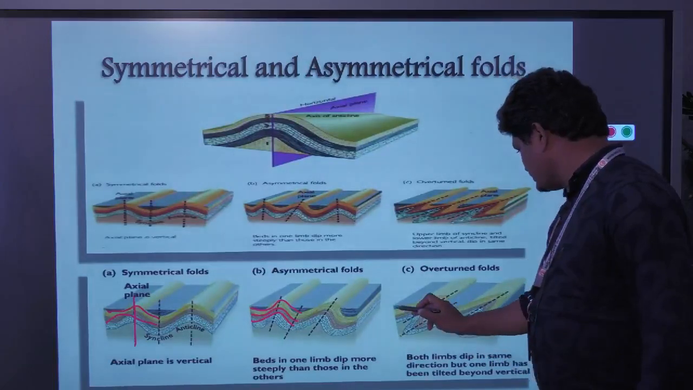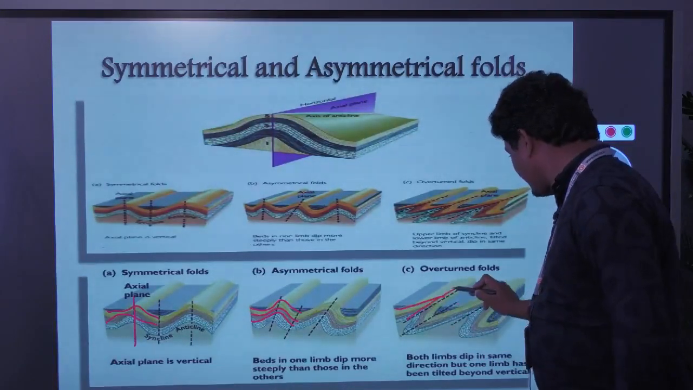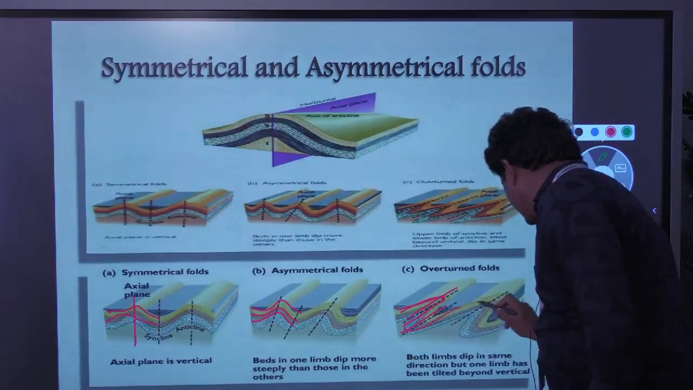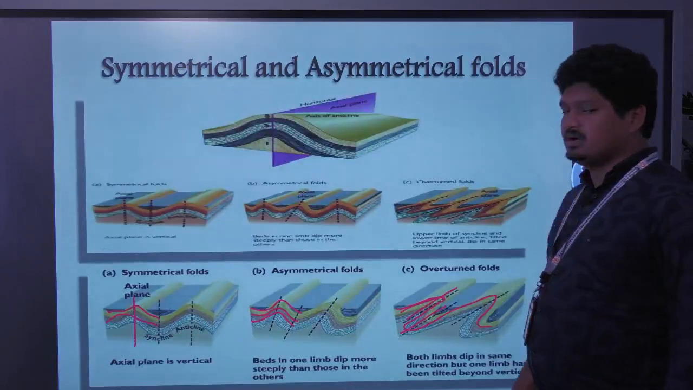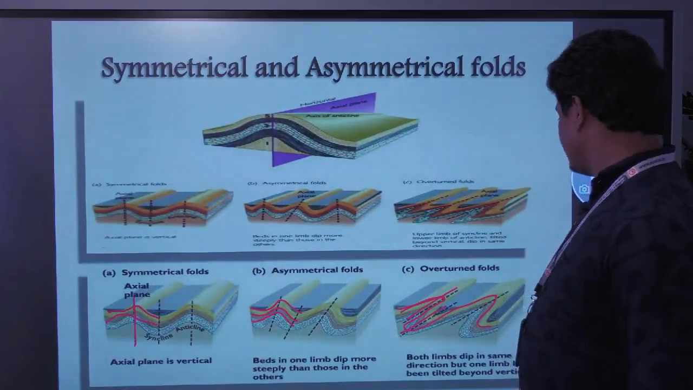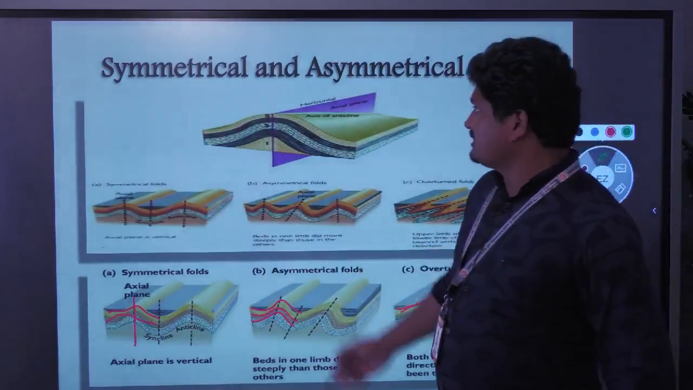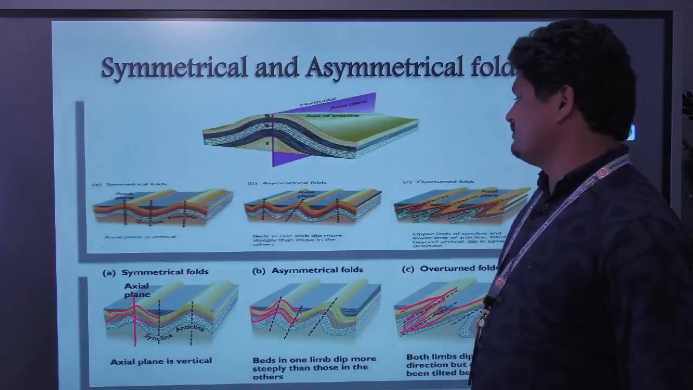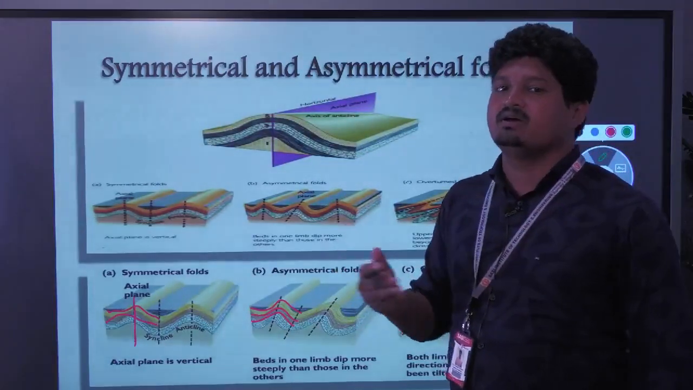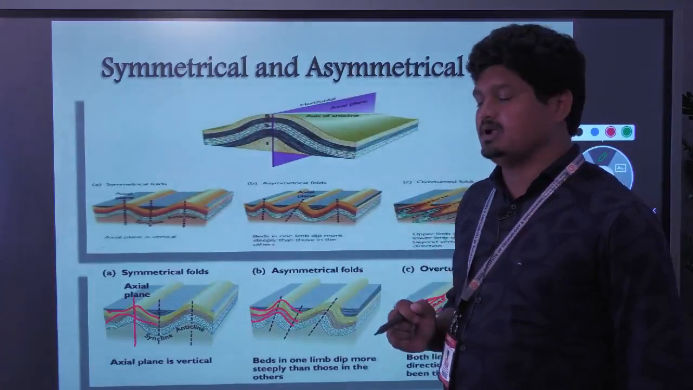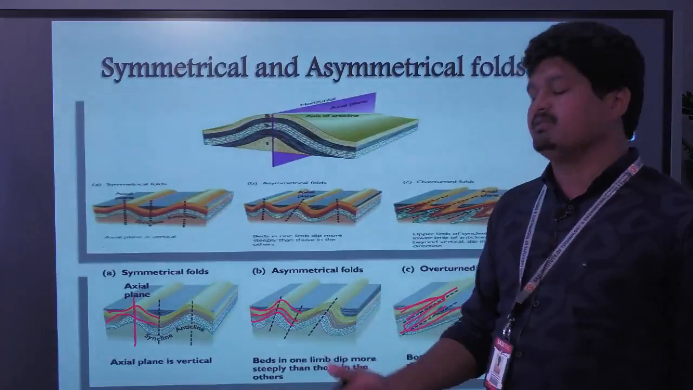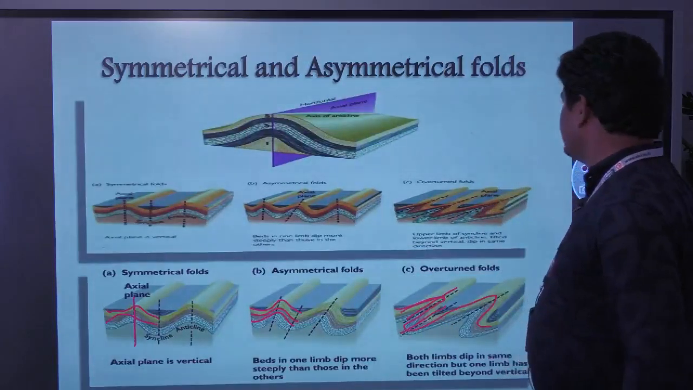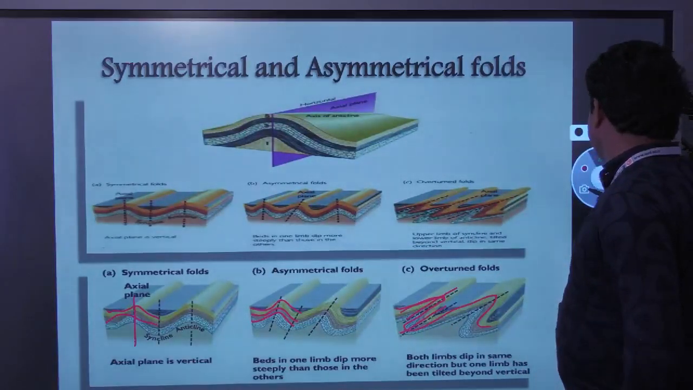In an overturned fold, the axial plane is inclined, and most probably the limbs are overturned, so we call it an overturned fold. In this image, we see a symmetrical fold, an asymmetrical fold, and an overturned fold. A symmetrical fold is cut into two equal halves, and asymmetry means unequal. Overturned relates to the vertical nature. So this is about symmetrical and asymmetrical folds.